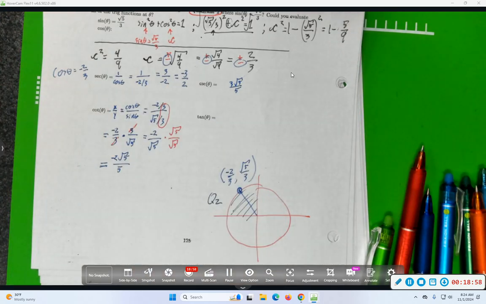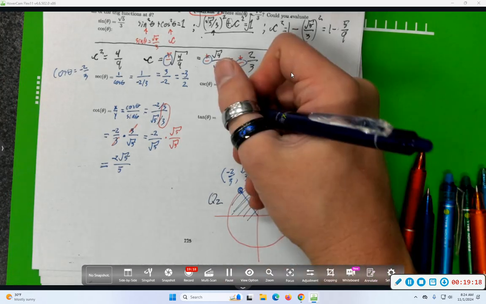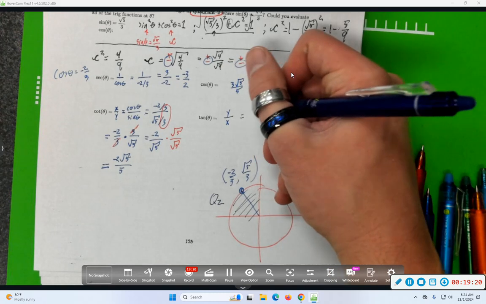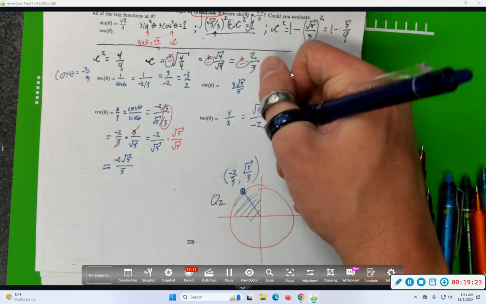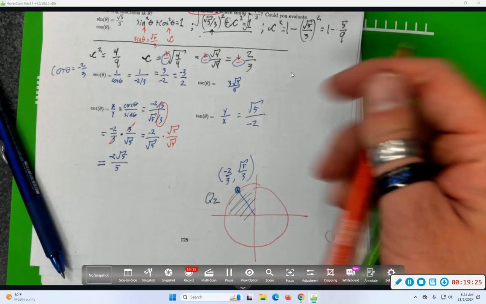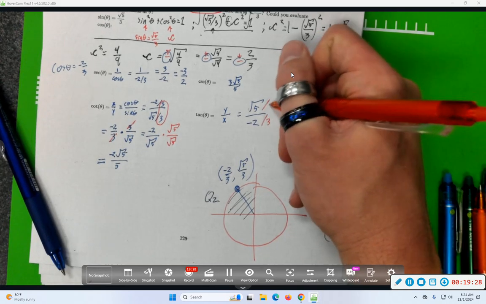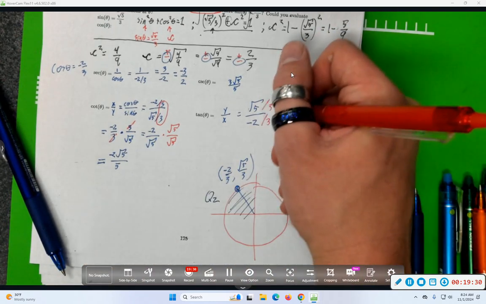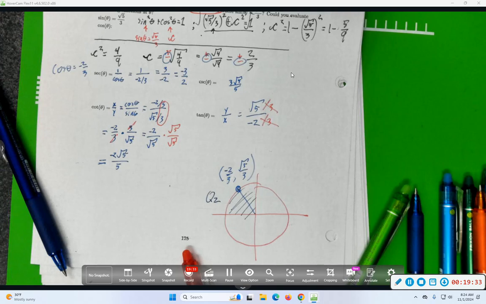Nice. Cool. How about that last one? Tangent theta. What do we get? Square root 5 over negative 2. Want to hear root 5 over negative 2? Do I hear agreement? Yeah. So that'll be y over x. And I guess that one was easier in that, that's what you started with. But you can cancel the divide by 3's.